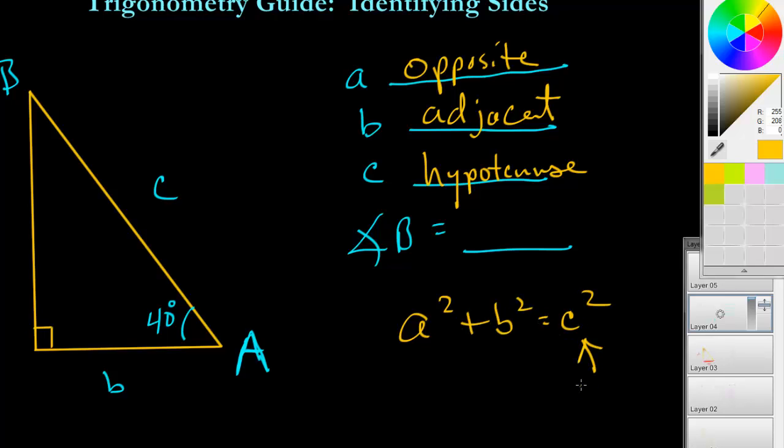That right there is the hypotenuse. So it's the same concept, same thing. Longest side of the triangle. Angle B, how many degrees would that be? Well, of course, they have to add up to 90, so that would have to be 50.